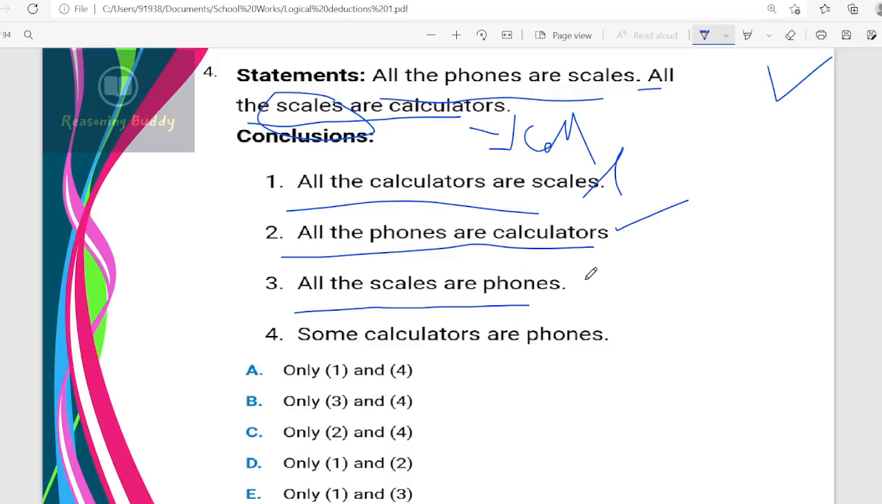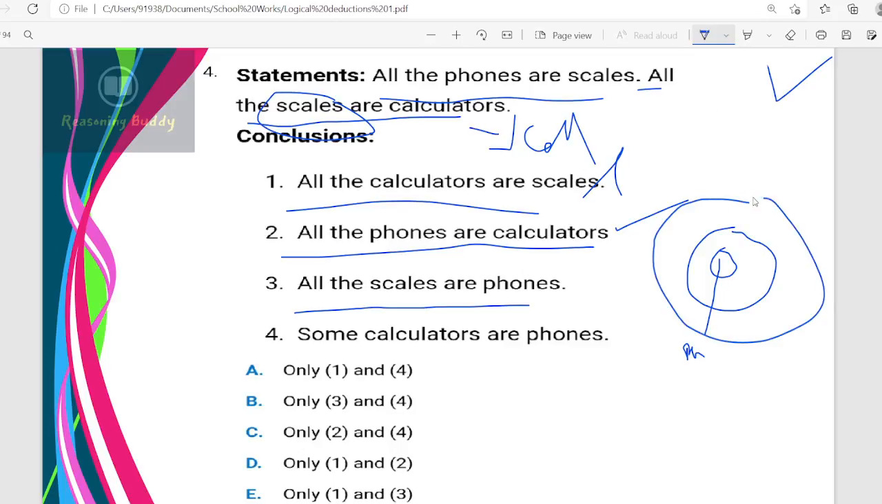Okay, so first I will explain in a general manner. The given statement is all phones are scales, meaning phones are inside scales. So the inner, smaller circle is phones. And in the second statement they gave calculators: all the scales are calculators. The bigger circle is calculator. The middle circle is scale.